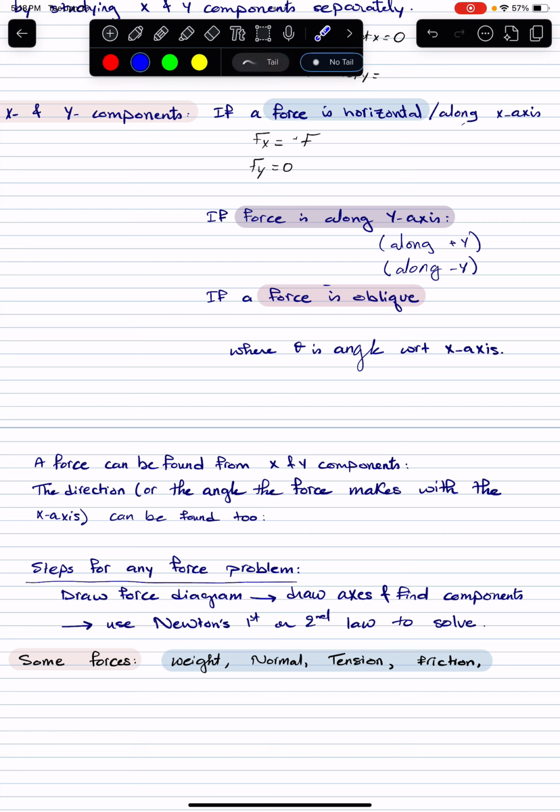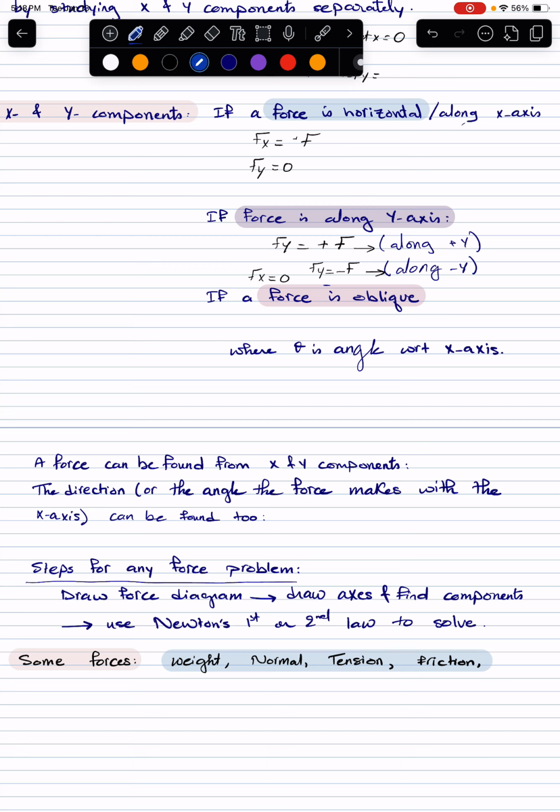If the force is along the y-axis, so it's vertical or along the chosen y-axis, then I'm gonna say that Fx is 0 and Fy is going to be equal to the force itself with a positive sign if the force is along the positive y-axis, and I can write Fy to be minus F, the negative of the force itself, if the force is along the negative y-axis. Now these are the two special cases. We can take a simple example.